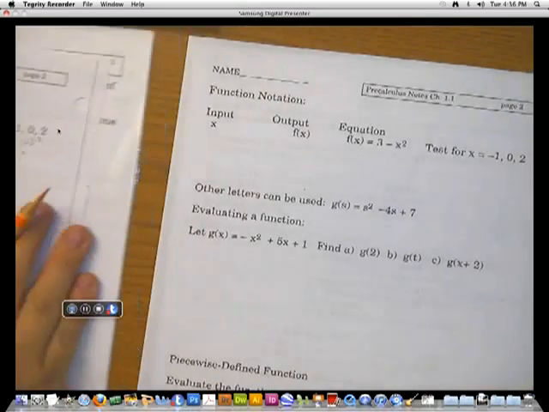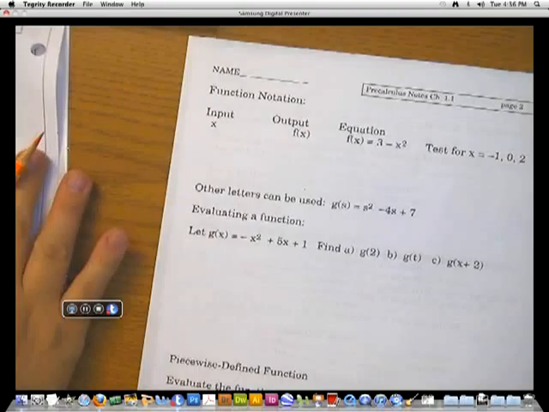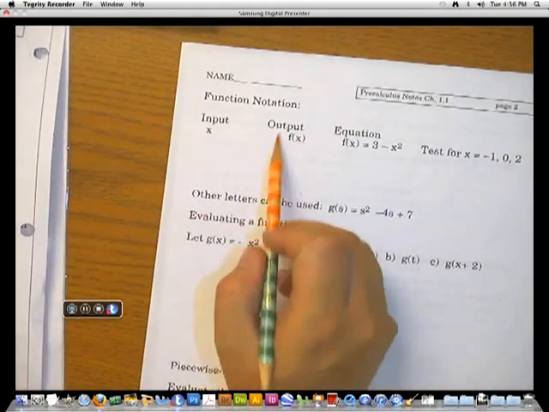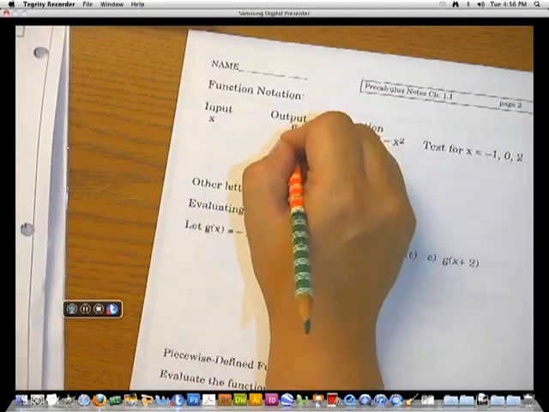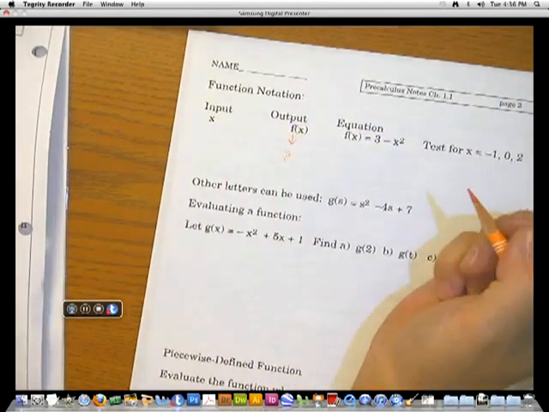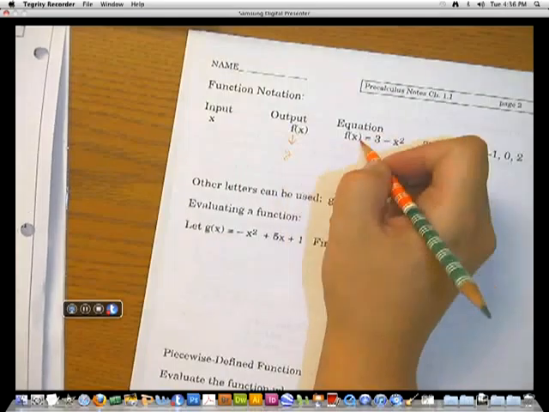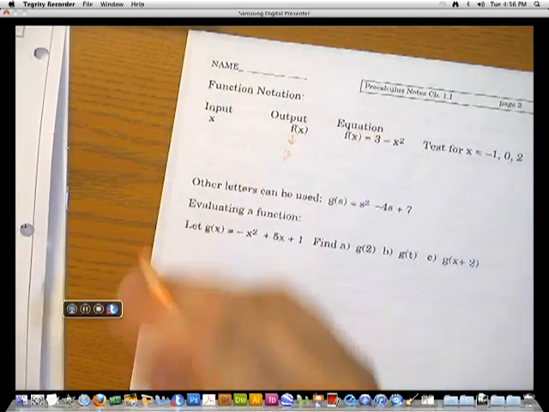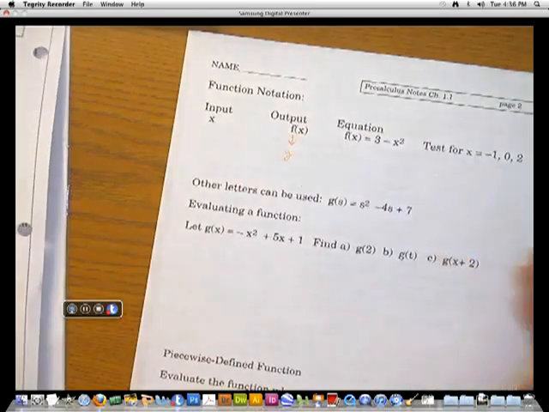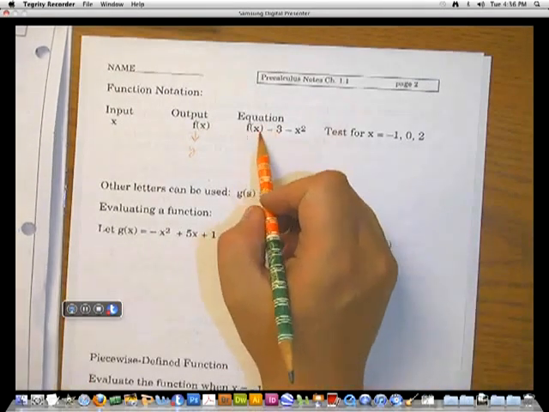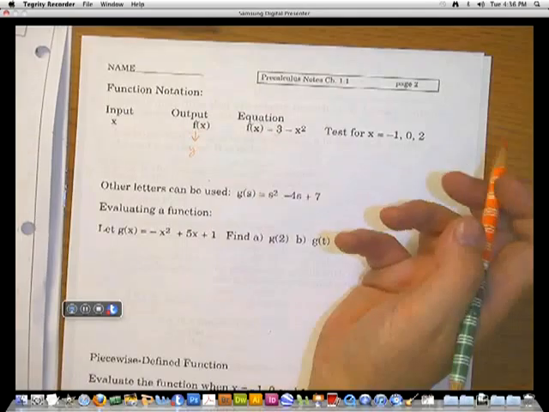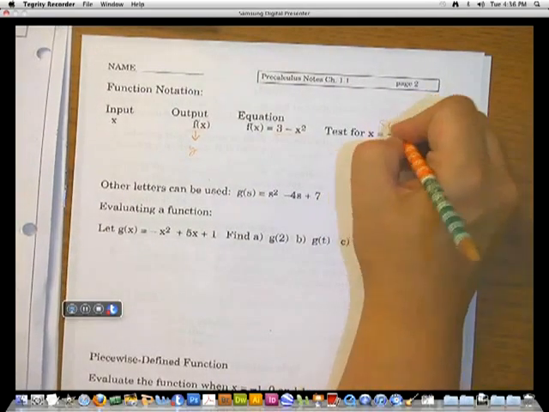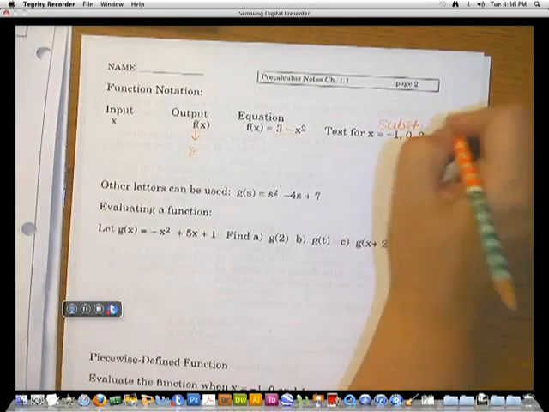Alright, on page 2, function notation. This should be a review as well. We were introduced to this last year. If we have an input value of an x, we have an output value of f of x, where f of x actually represents our y value. It's just a new way to write our same equations. We're going to use function notation, f of x, where we have f of x equals some kind of an equation. And when we test, this is nothing more than a substitution.